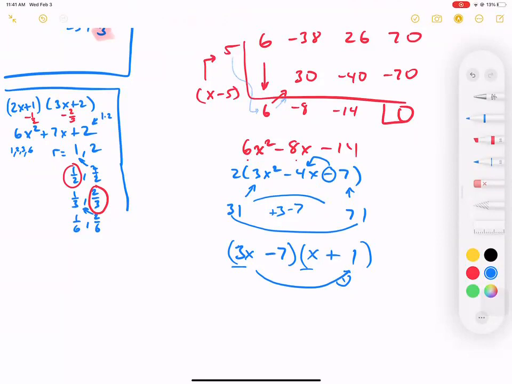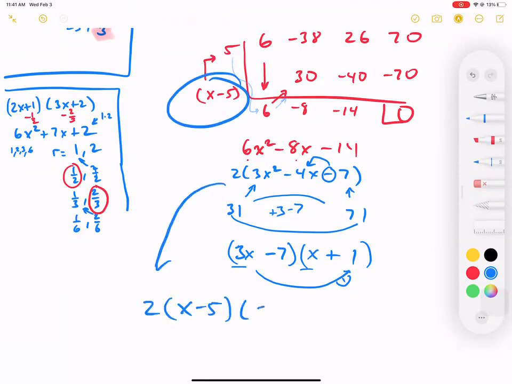Okay. So let's write down all of my factors. If I ask you, please factor the following problem. Our original factor was x minus 5. We took out a 2 in the front. And we have left over 3x minus 7 and x plus 1.